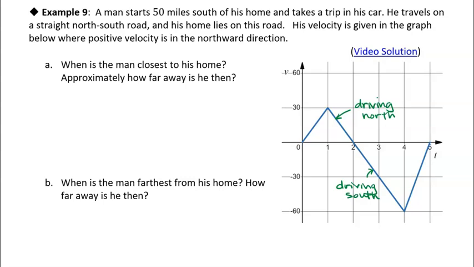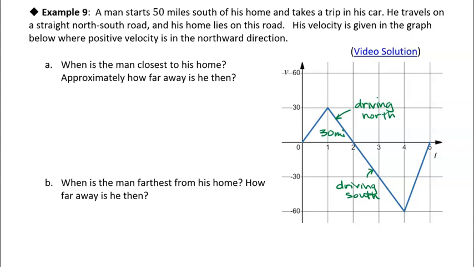Let's look at how far he traveled. How far did he travel north? I don't have to divide that into two parts because it's a triangle, right? The base is 2 and the height is 30. So this represents 30 miles north, right? So he drove 30 miles north, but he started 50 miles from his house.